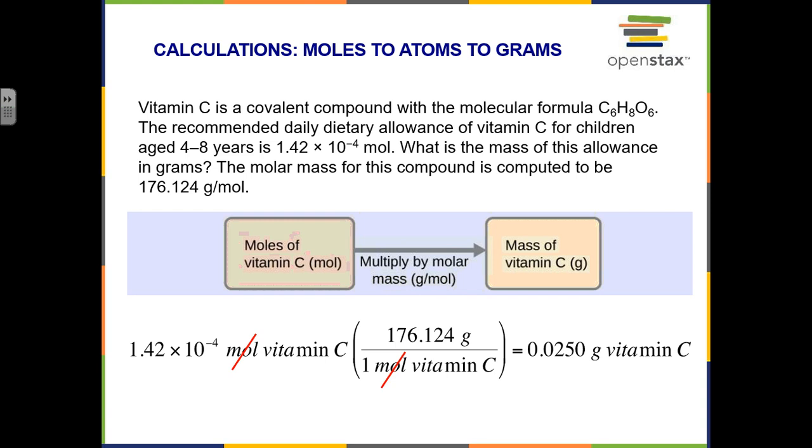In this case, we take our 1.42 times 10 to the negative fourth. We're going to multiply that by 176.124 grams, and that's going to yield a value of 0.0250 grams of vitamin C. So the concept here is you're multiplying. So when you're going from moles to grams, you multiply, and when you're going from grams to moles, you are dividing.